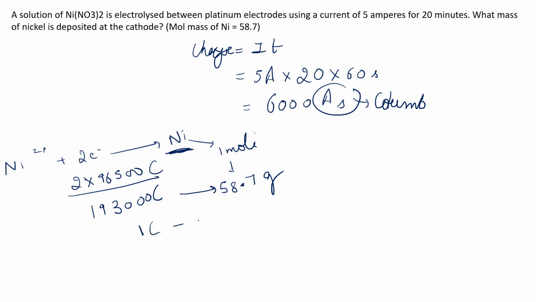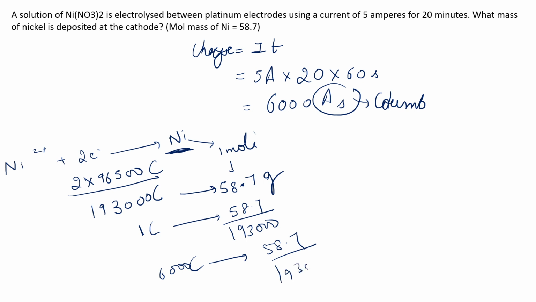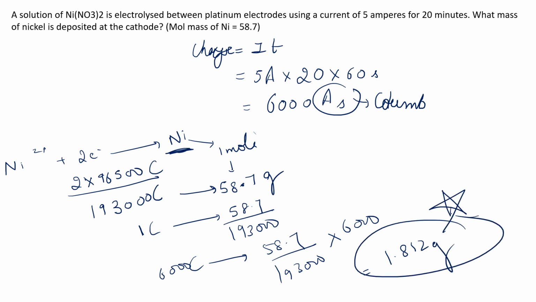In order to deposit 58.7 gram, you require 193,000. So 1 coulomb will deposit 58.7 divided by 193,000, and since we calculated 6,000 over here, 6,000 will give you 58.7 divided by 193,000 into 6,000. So calculate the value, how much it will be. It will be 1.812 gram of nickel deposited.